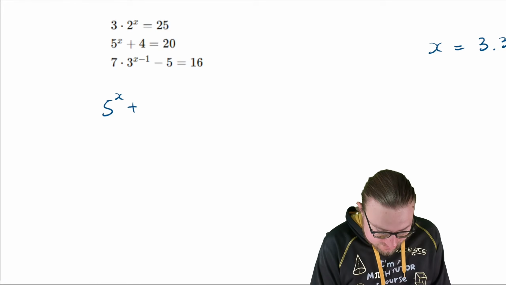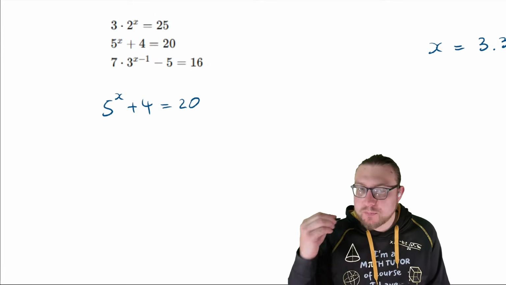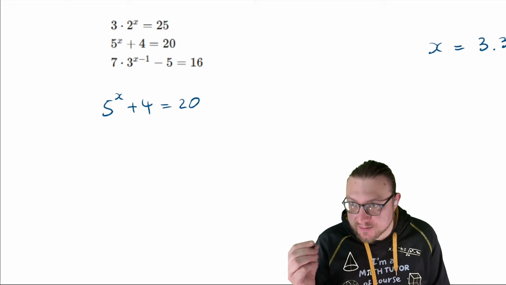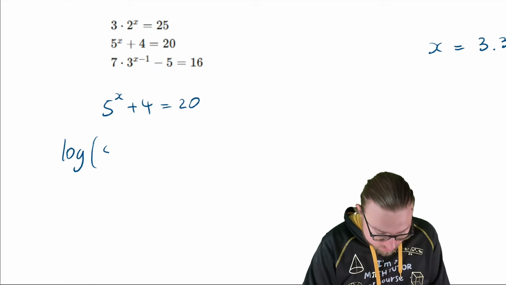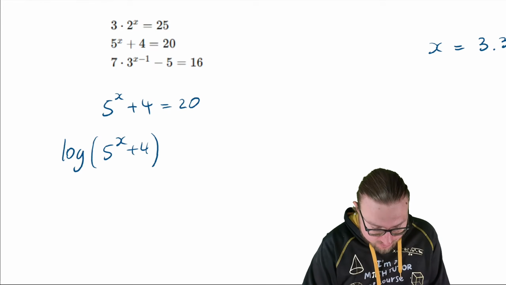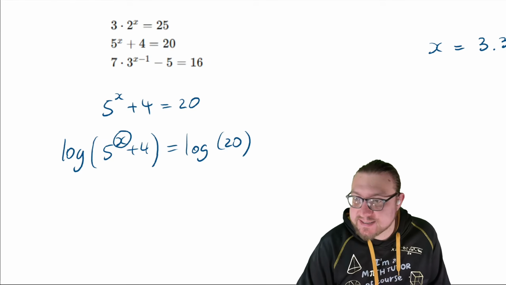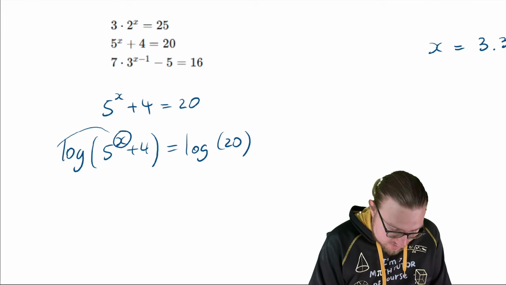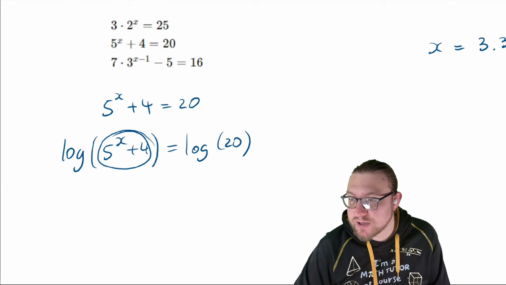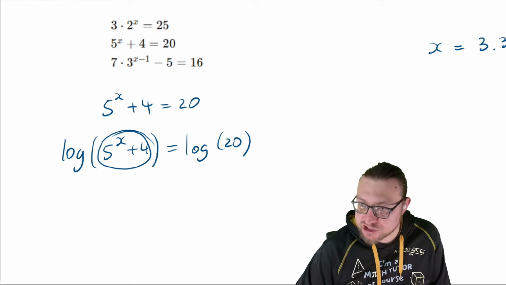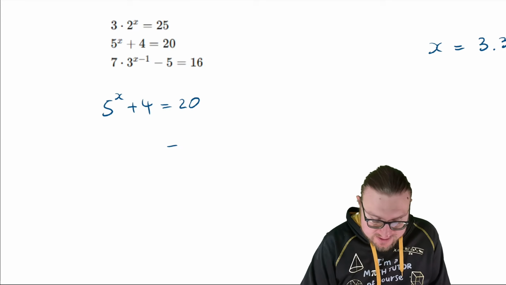5 to the x plus 4 is equal to 20. When we apply log to both sides here, it's not going to work. So let's have a look why. If we apply log to both sides, 5 to the x plus 4 is log of 20. Here we still have an x in the power, but we can't move this one over because this part here has a plus in it. We can't touch this unless it's multiplication when it comes to the powers. Very similar to simplifying. So this doesn't work.